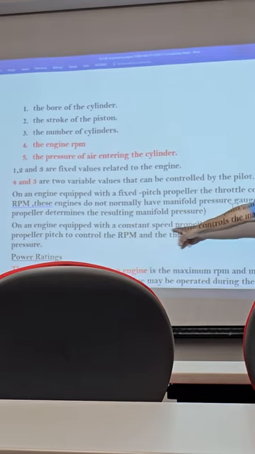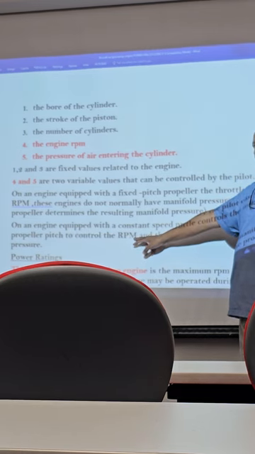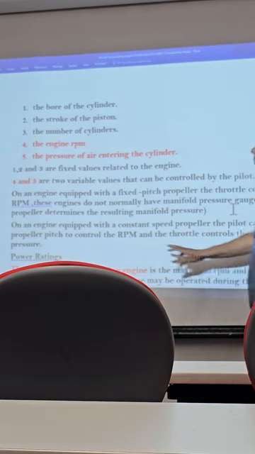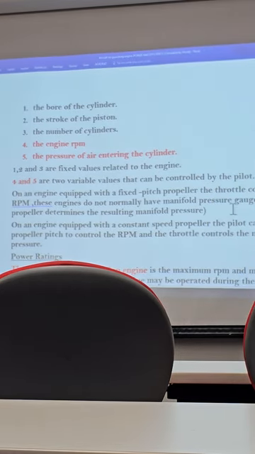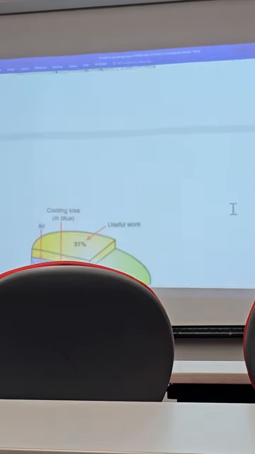On an engine equipped with a constant speed propeller, which I think is the most common, the pilot can vary the propeller pitch to control the RPM of the engine, and the throttle controls the manifold pressure. I mean, with these two controls you set the power of your engine. This is what I wanted to say. You can read this power rating by yourself.